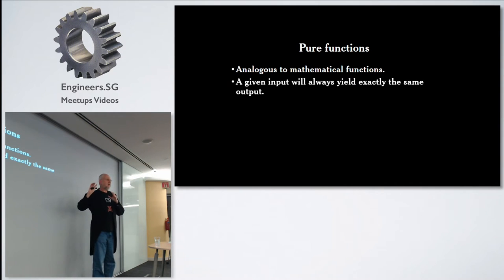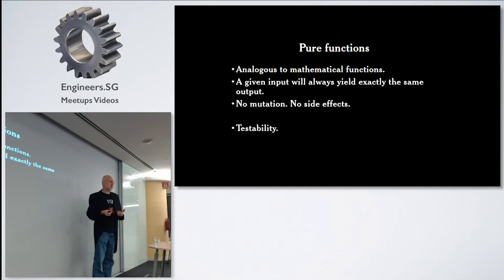So in that world, a given input to a function will always yield exactly the same output, which is not true for most of the functions that we write, but in this pure model, it has to be like that. So there's no mutation allowed, no side effects, nothing changes, all we do is discover values. So why would we do that?